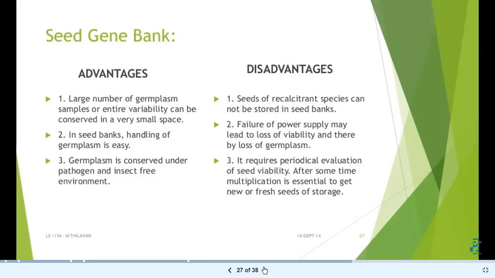And about disadvantages: first, seeds of recalcitrant species cannot be stored in seed banks, basically those in which viability is very low. Second, failure of power supply may lead to loss of seed viability and thereby loss of the germplasm in the form of the seeds. Third, it requires periodical evaluation of seed viability because after some time, multiplication is essential to get new or fresh seeds for storage.